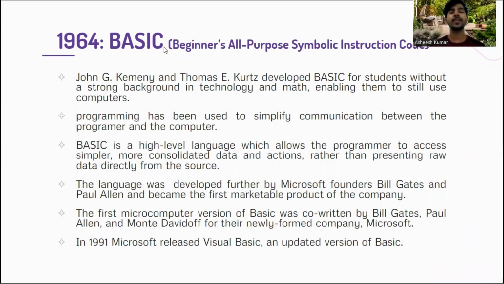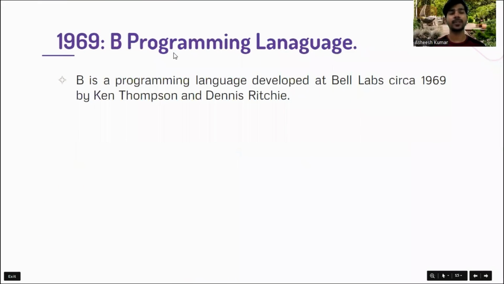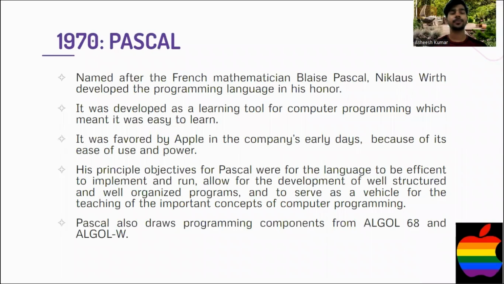After BASIC, the next invention is the B programming language. The B programming language was developed by Dennis Ritchie and Ken Thompson at Bell Laboratories in 1969. After the B language, next is Pascal. In 1970, the Pascal language was introduced.